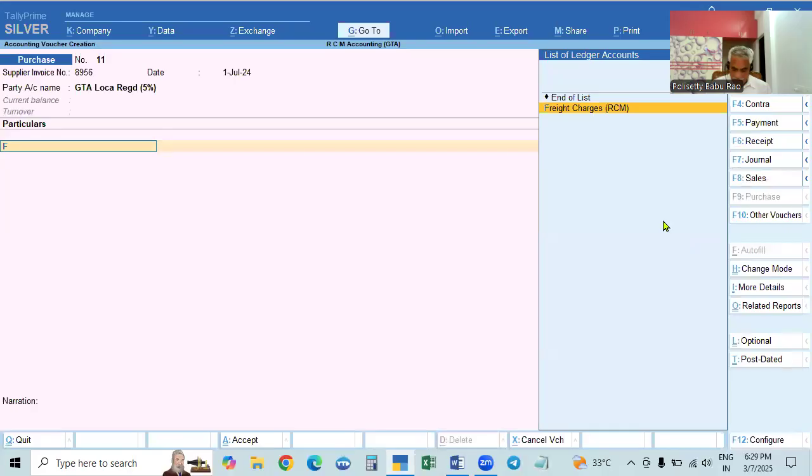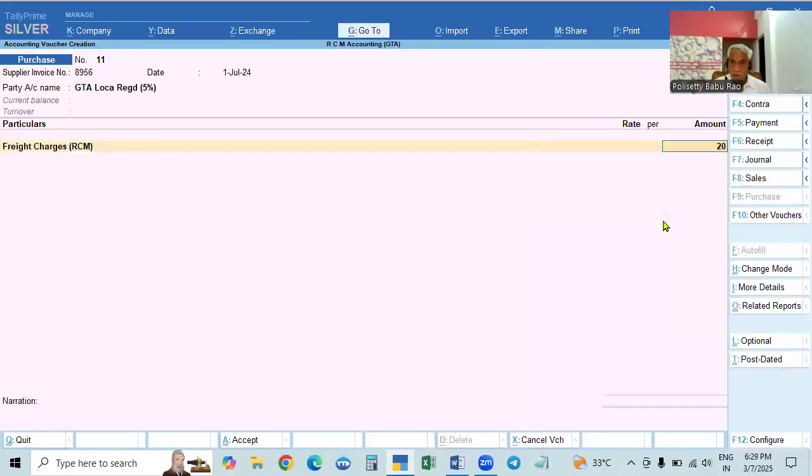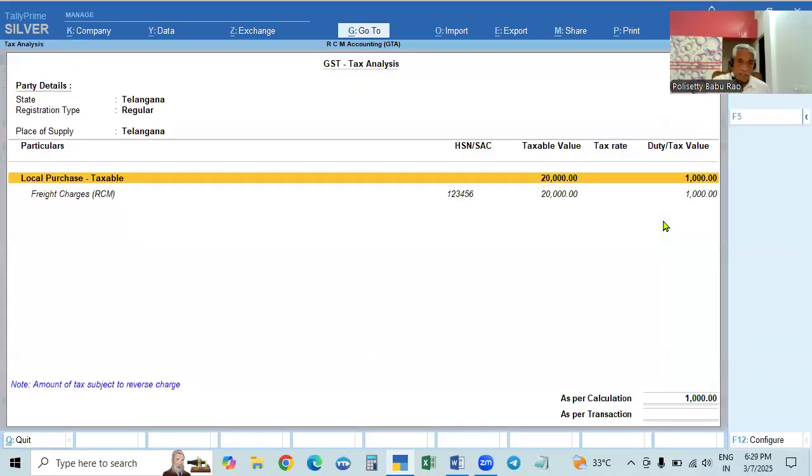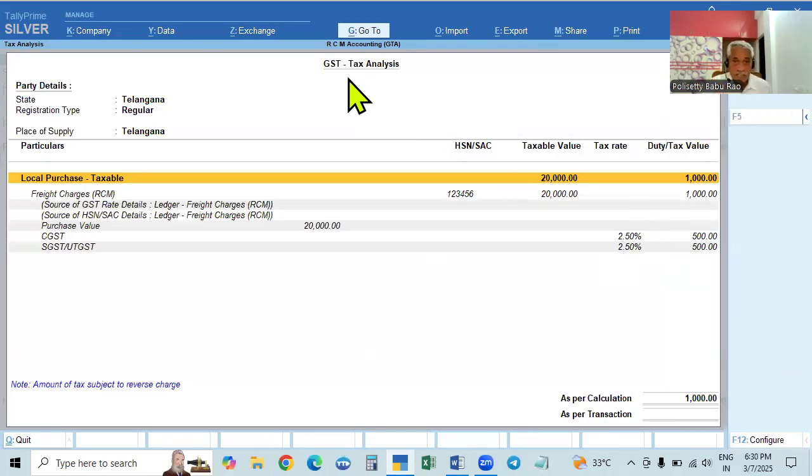Third, freight charges RCM 20,000. For this, the tax amount is not calculated because it is under reverse charge. Alt A, summary of the tax analysis. Alt F1, details of the tax.